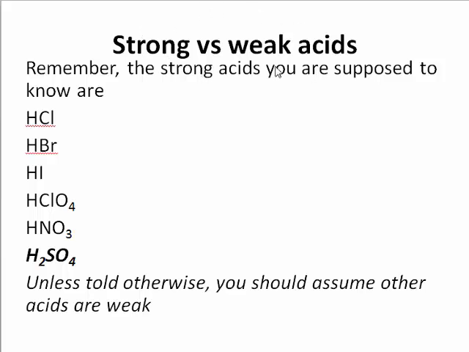First, remember which acids are the strong and which are the weak. Review strong acids. The strong acids you're supposed to know are HCl, HBr, HI, HClO4, and HNO3. You also know sulfuric acid, H2SO4, is a strong acid. We will talk more about this diprotic acid in later lectures. For right now, we'll concentrate on monoprotic acids. Unless you're told that a particular acid is strong, you should assume that other acids are weak.